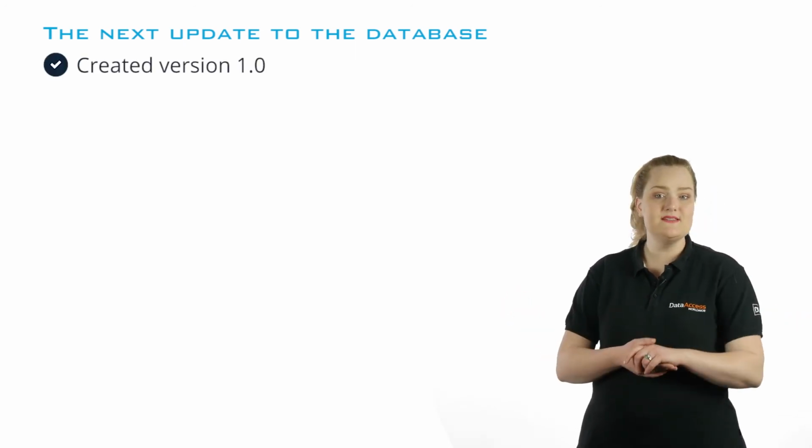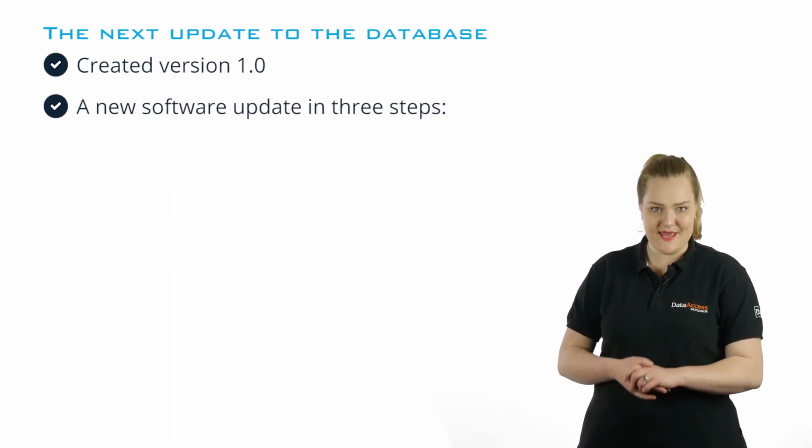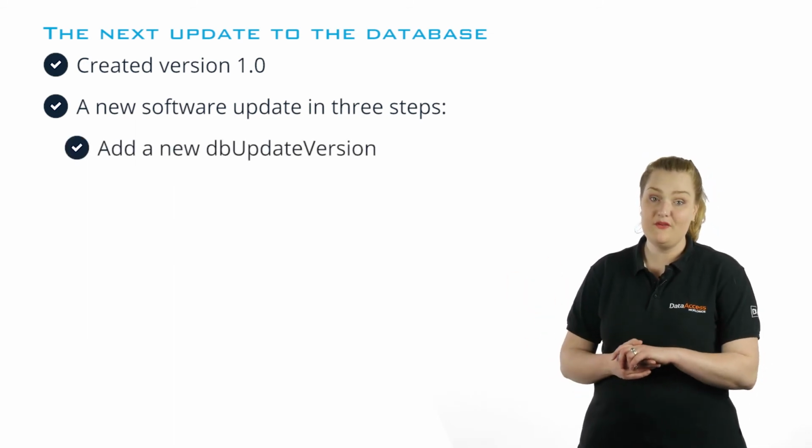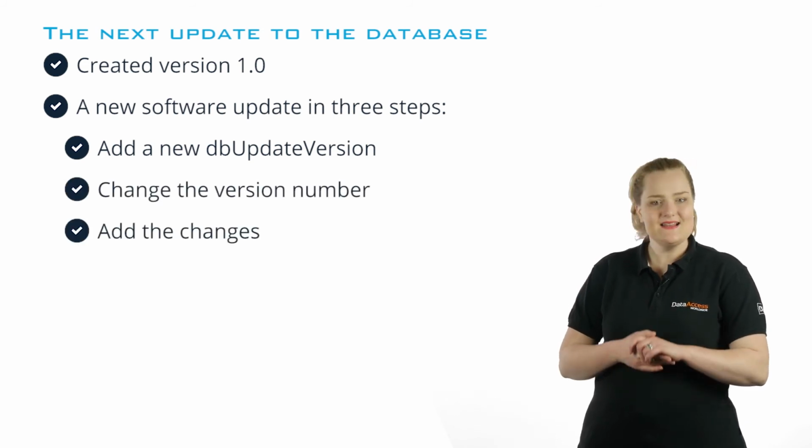After a few weeks or months, there might be a new software update. To accomplish this, you have to follow 3 steps. Add a new DB update version, change the version number, and add the changes. Let's demonstrate this.